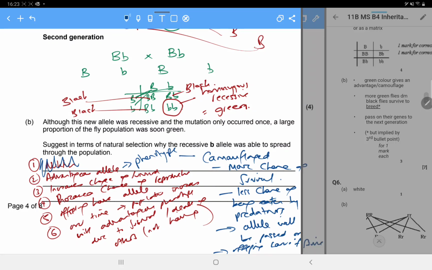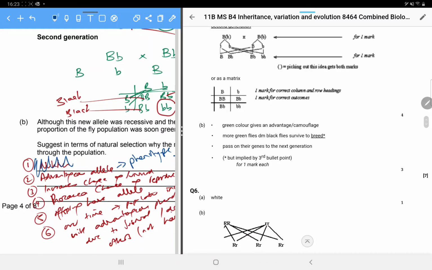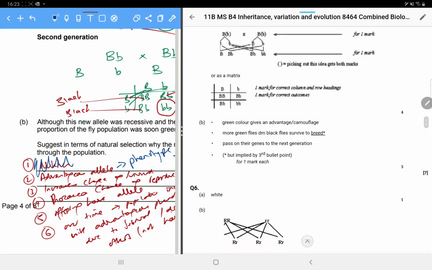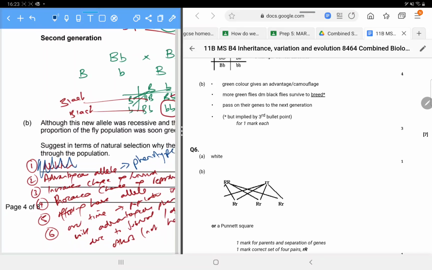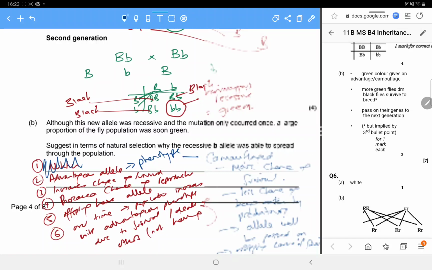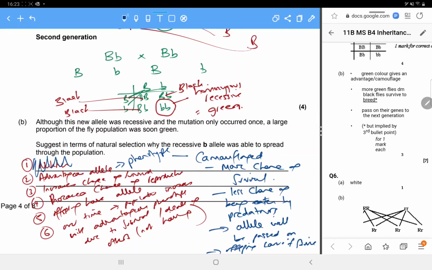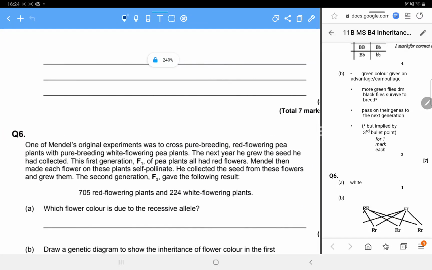So you can see on the mark scheme here, by the way, the mark scheme has talked about going through what I did before. So the mark scheme here says green colour gives an advantage, camouflage, more green flies survive to breed, pass on their genes to the next generation. I prefer allele, okay? And then we've talked about the offspring surviving, which I think we should do just to double check on the marks. Okay, so that is our question there. So there is our question 5.